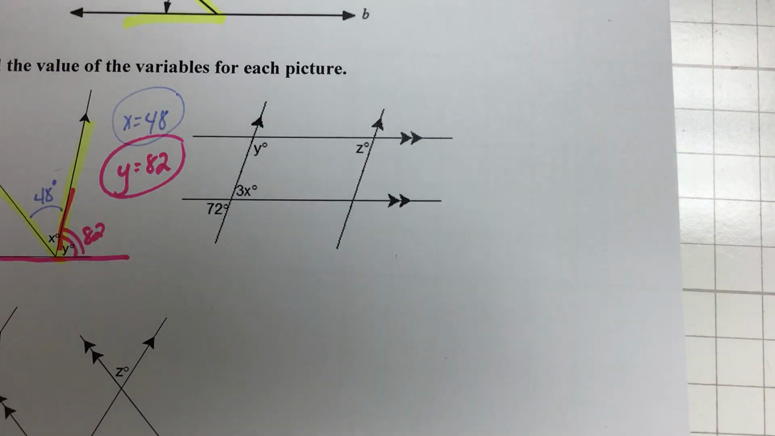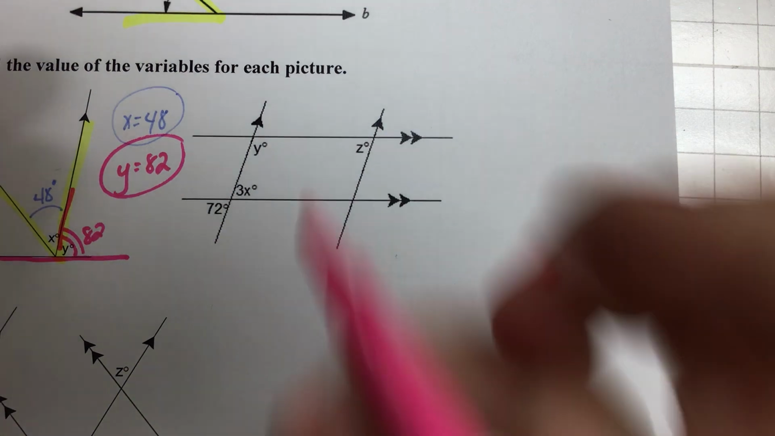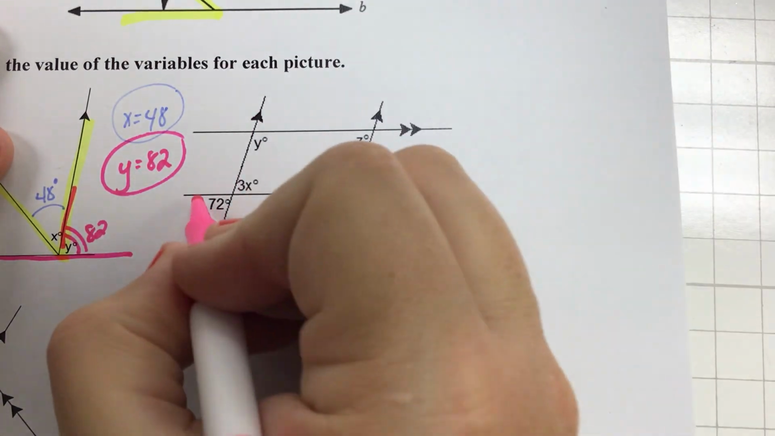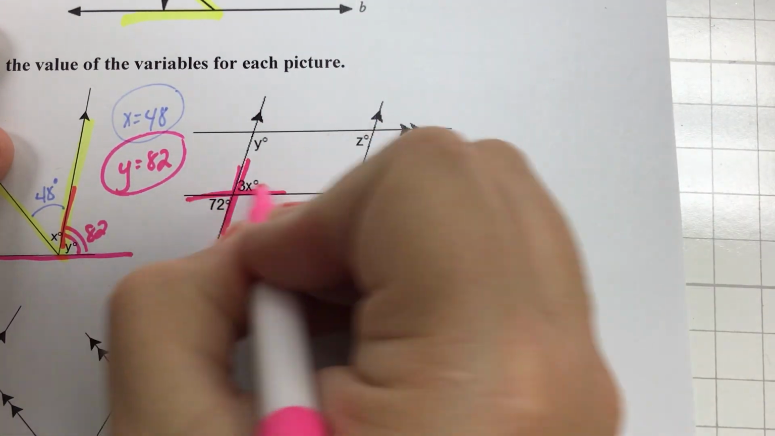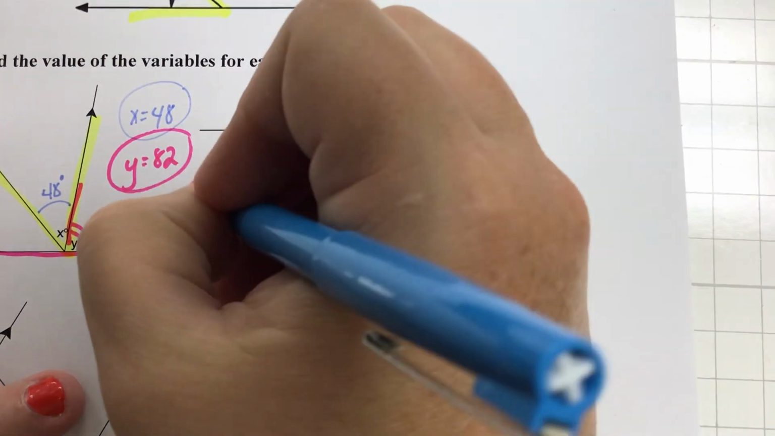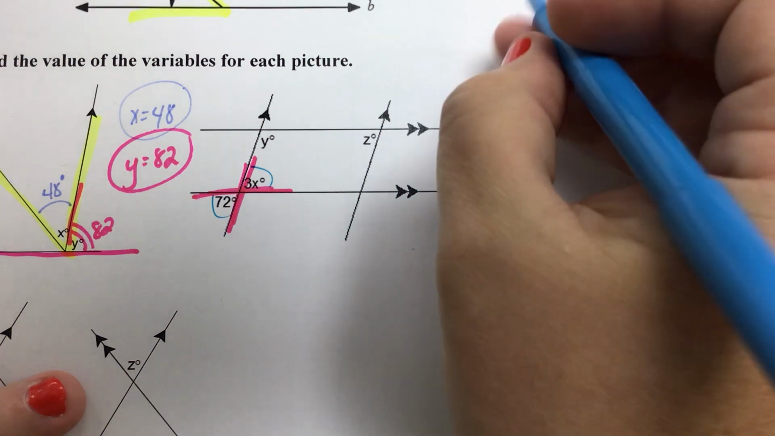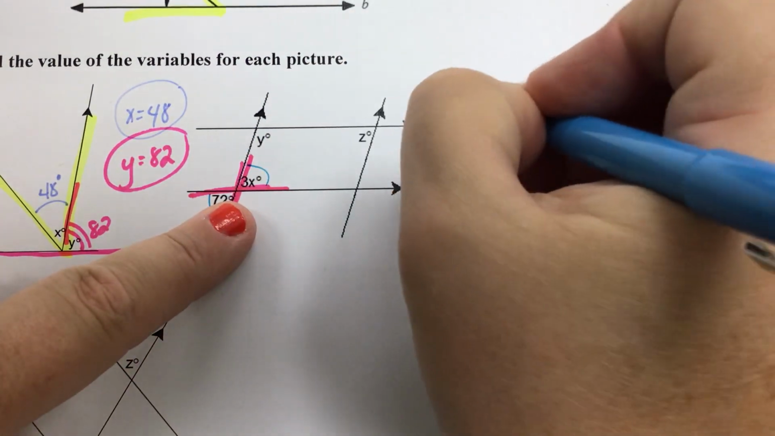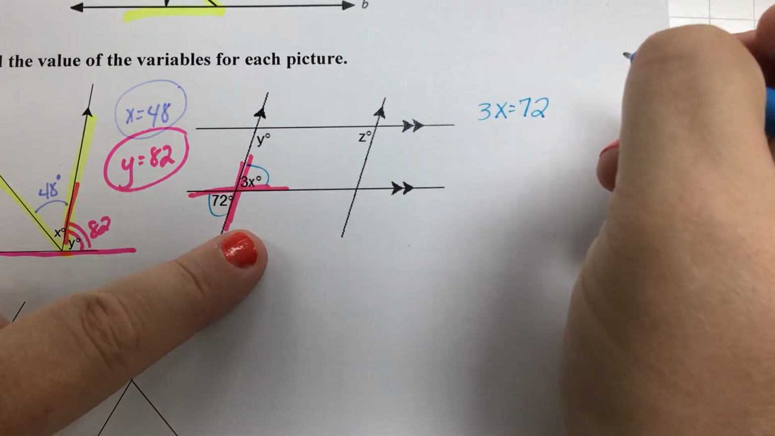Okay, so for my next problem, shifting over here. And if I'm going too fast, just pause it. You can always rewind. So I want to find X, Y, and Z. So first off, I see an X here. X are your vertical angles, and they are congruent. So I'm going to set 3X equal to 72.